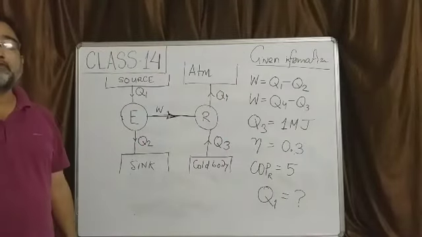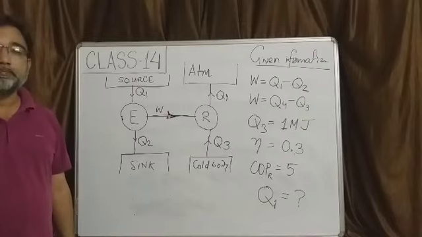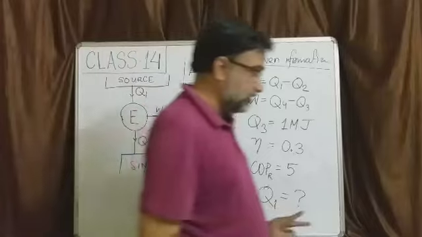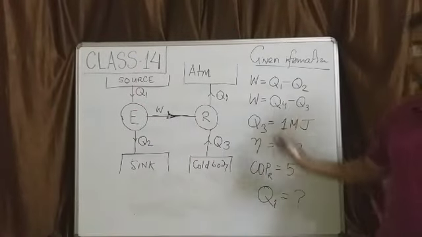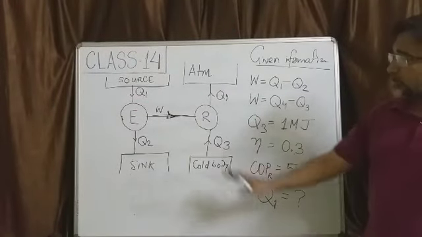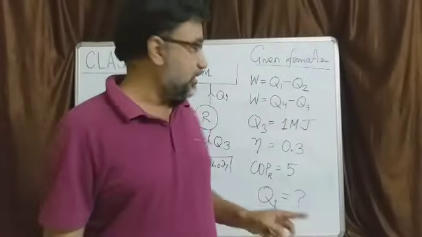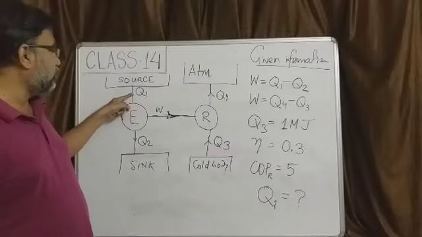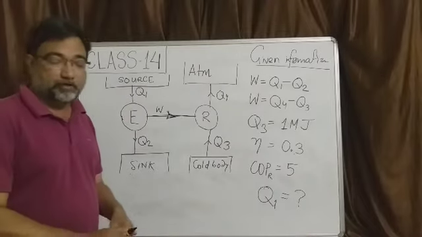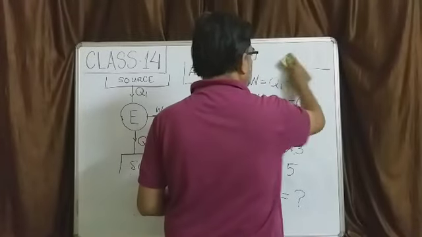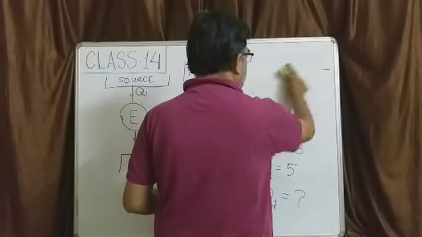This is the summary of the problem. This is not the solution. It says that these are the given information. This is the arrangement of the two devices that are coupled with each other, and we have to find out, starting from here, we have to reach here and find out what Q1 is. So how can that be done? Very simple. The common link between them is W.